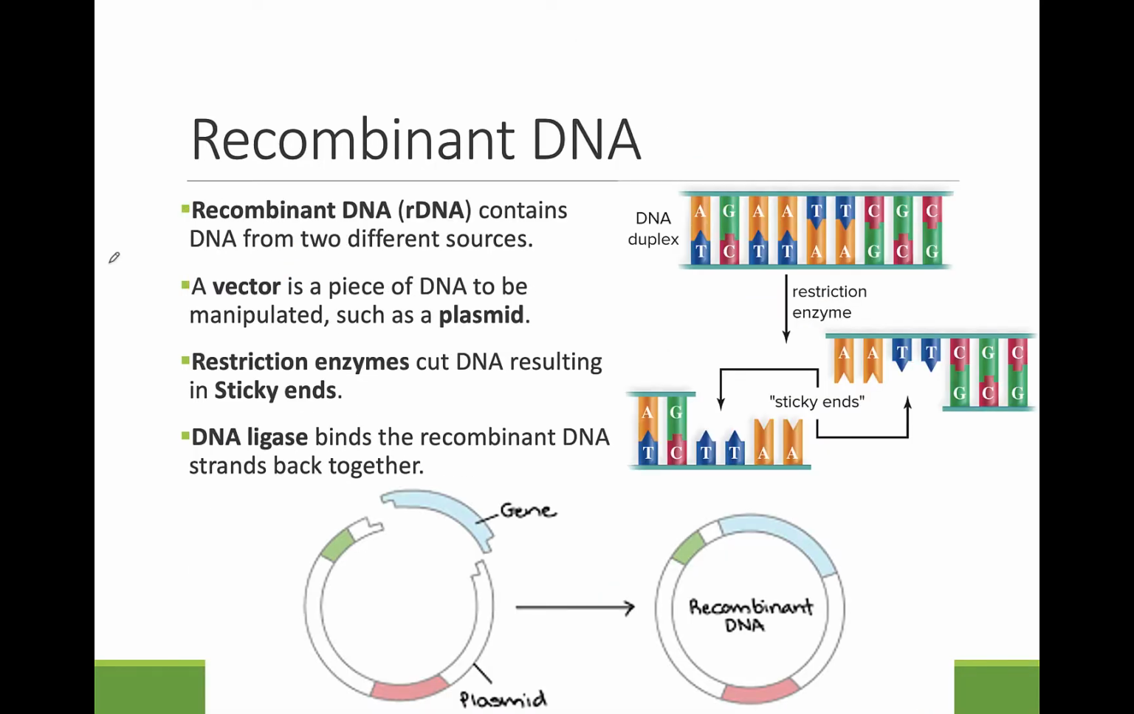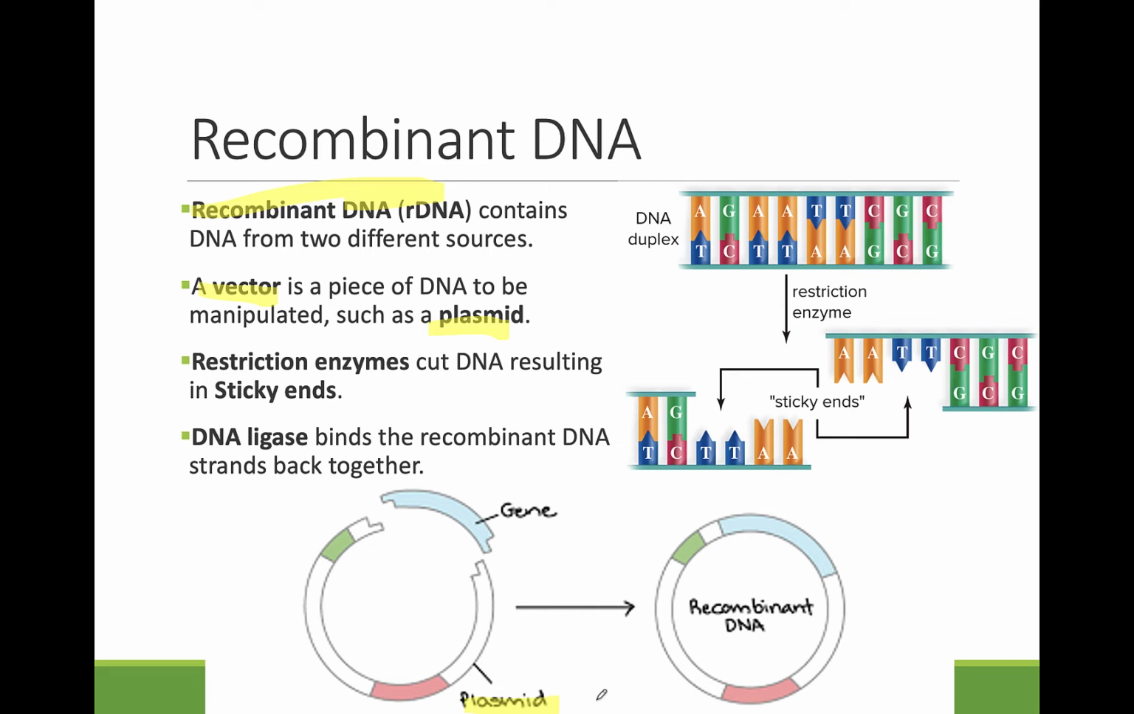When the scientists make the plasmid out of bacterial DNA and human DNA, it is called recombinant DNA. Recombinant DNA is any sample that contains DNA from two different sources. When making recombinant DNA, a vector is used. This is the DNA that is going to be manipulated. In this case, it's a plasmid. Plasmids are small and circular. They are not the main chromosome in bacteria, and they are capable of replicating on their own.